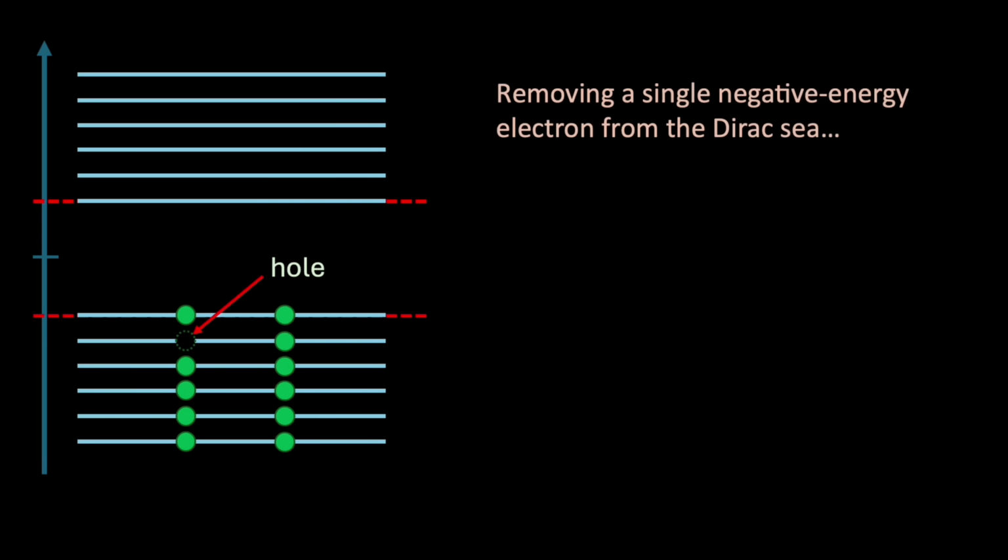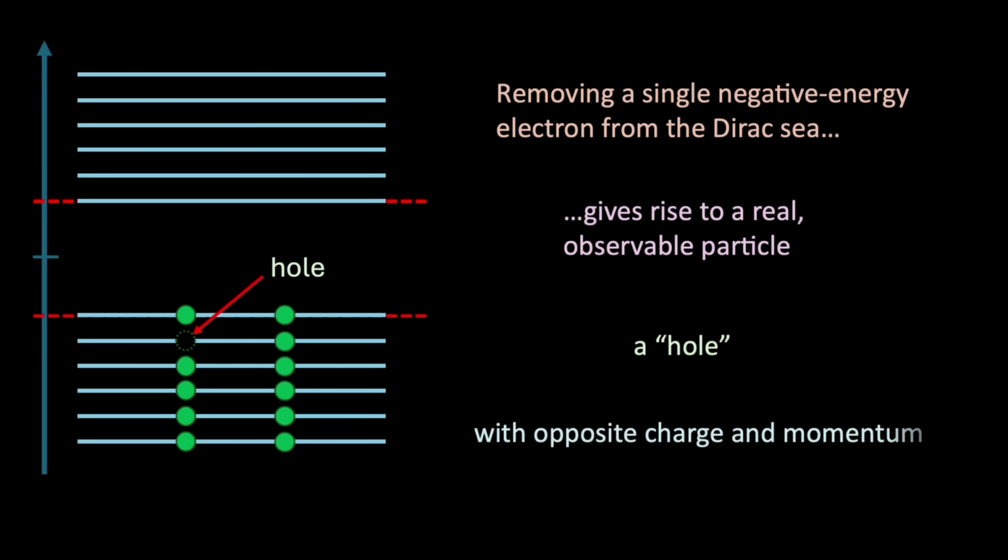So to summarise, removing a single negative energy electron from the Dirac sea gives rise to a real observable particle, a hole, with opposite charge and momentum, but positive energy.